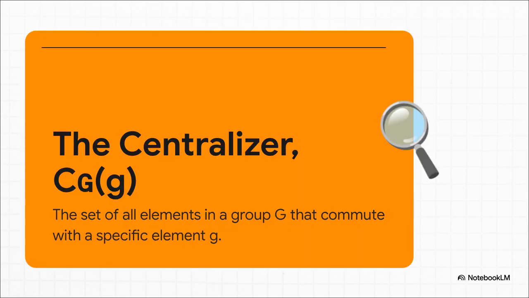We totally can. It's called the centralizer. For any one element, let's call it G, its centralizer is the set of all the other elements that commute specifically with G. You can think of it as G's own personal clique, its inner circle. If G is in the center, its centralizer is the whole group. But if it's less social, its centralizer is a lot smaller.